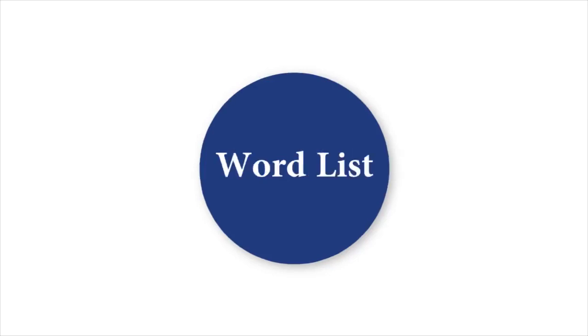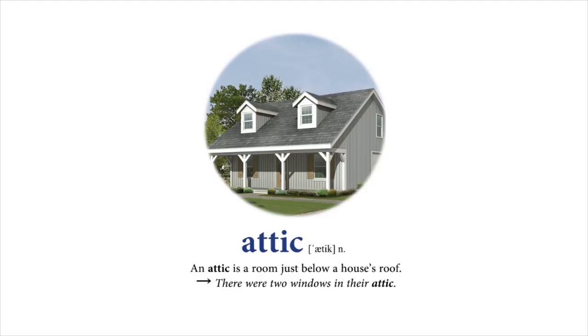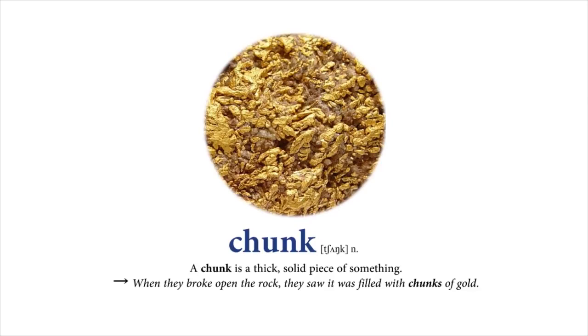Unit 4. Word list. Attic. An attic is a room just below a house's roof. There were 2 windows in their attic. Chunk. A chunk is a thick, solid piece of something. When they broke open the rock, they saw it was filled with chunks of gold.